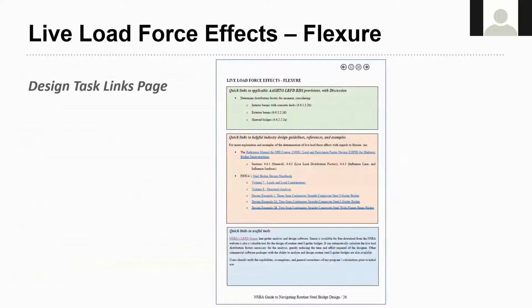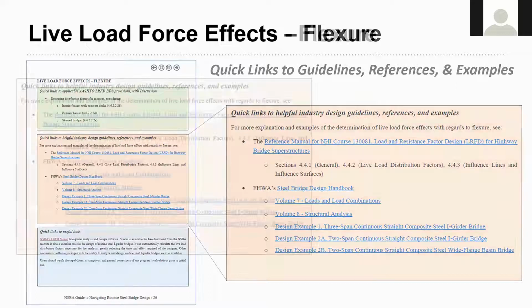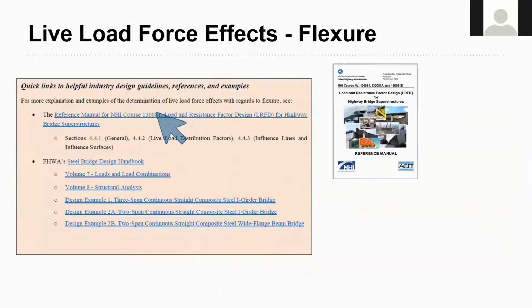So let's go back to our design task links page. We talked about the green section, which is the quick links to the applicable AASHTO LRFD bridge design provisions with the discussion. But now let's move on to the orangish section of the quick links to helpful industry design guidelines, references, and examples. And let's take a closer look. You can see right there at the top of the screen, again, is that NHI course manual for the load and resistance factor design of highway bridge superstructures.